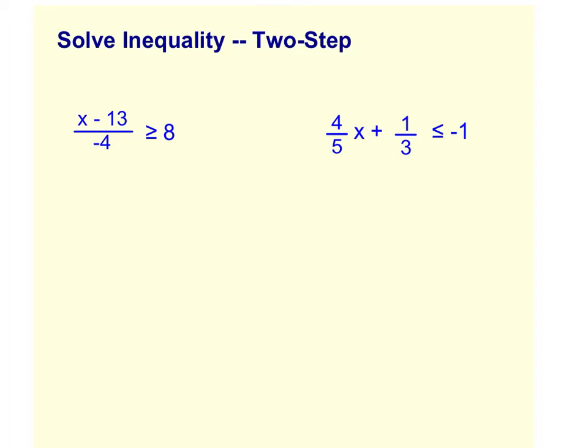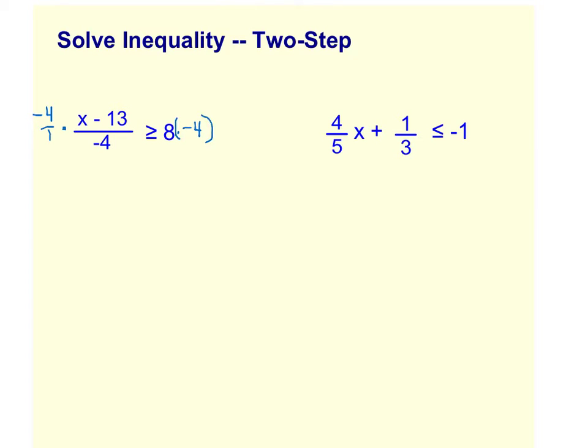Alright, this video is going to talk through solving inequalities, this time those two-step equations. I purposely picked some with fractions because those tend to be a little bit more challenging. Alright, our first example, we have this whole x minus 13 is being divided by that negative 4. So we can, from the start, go ahead and multiply both sides by a negative 4.